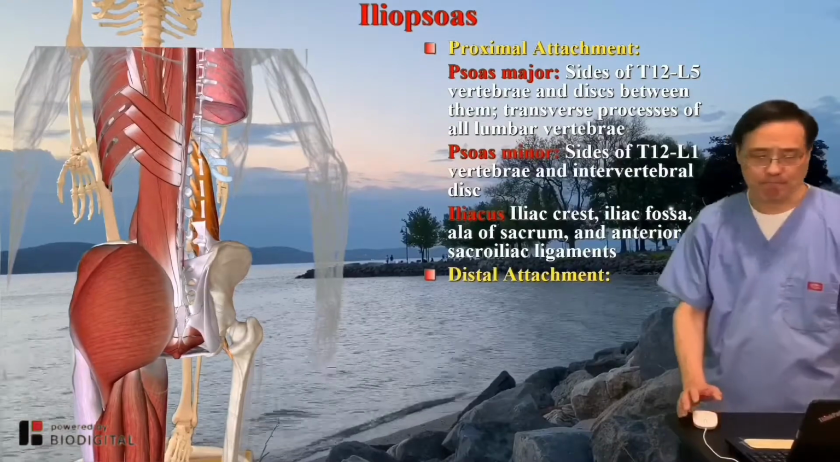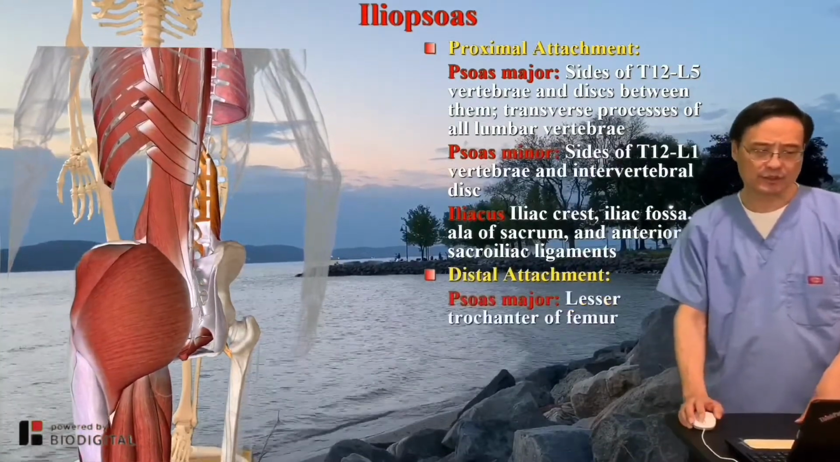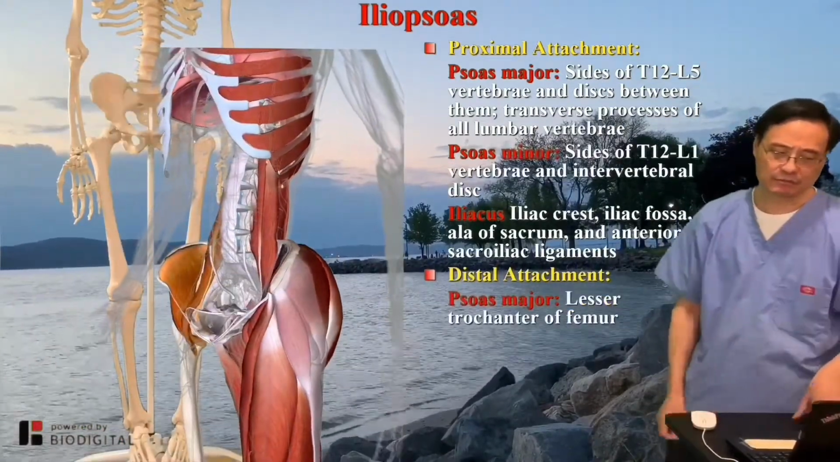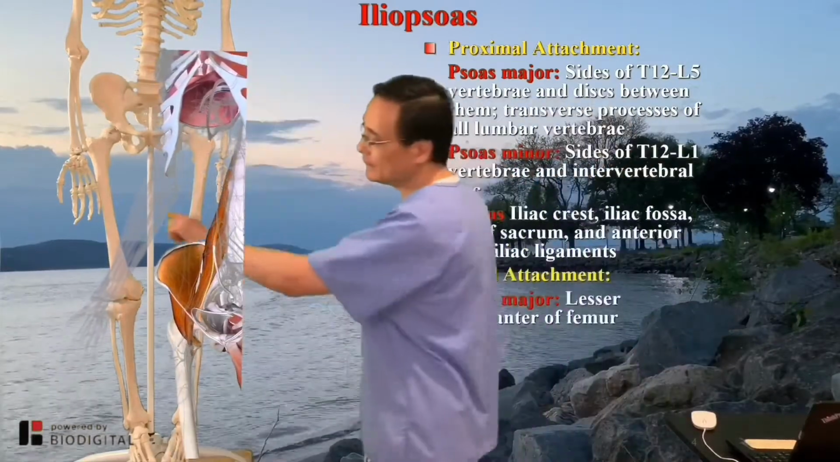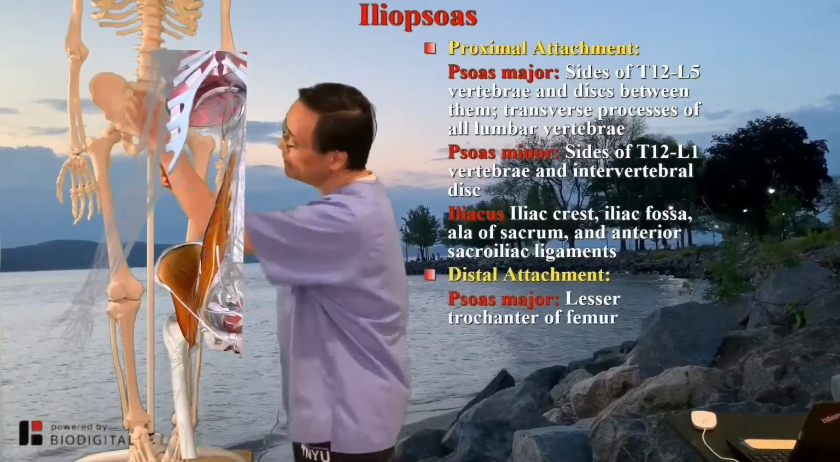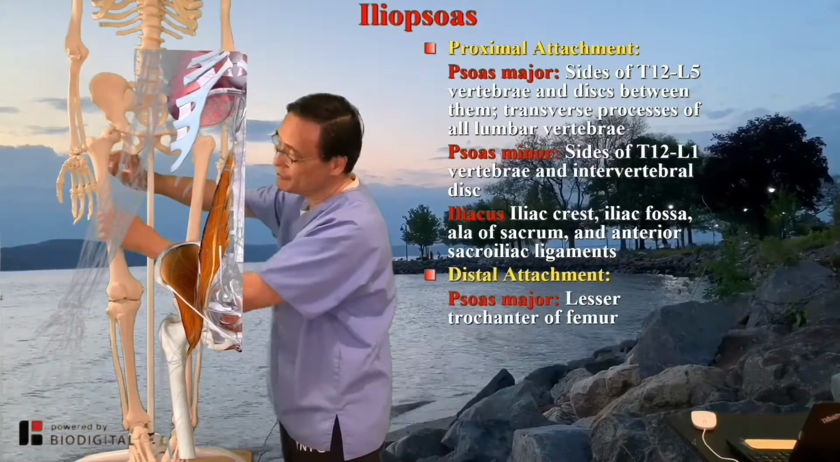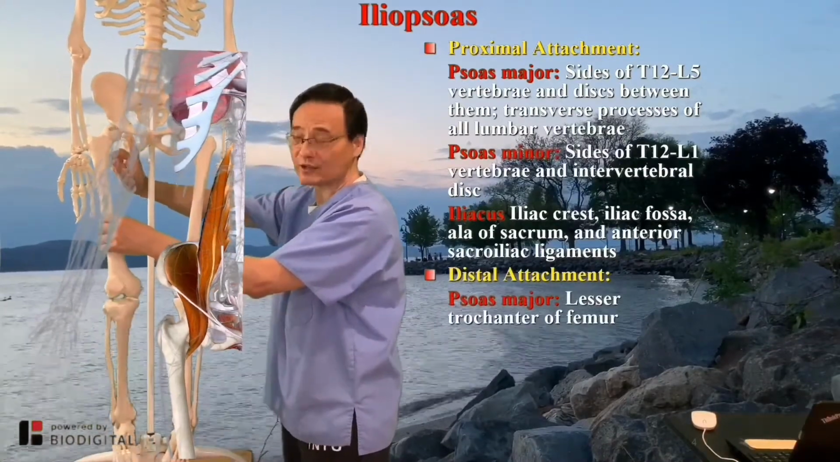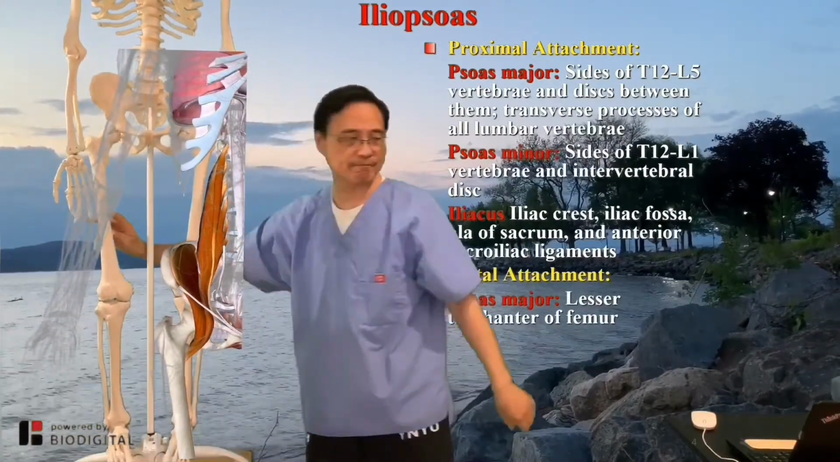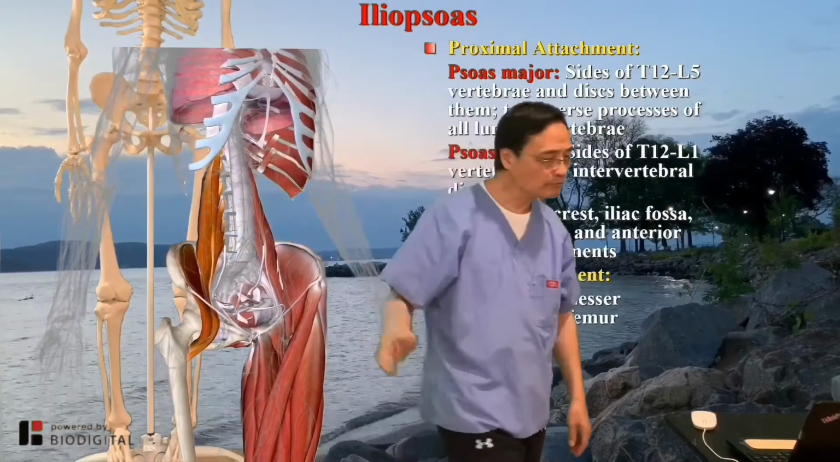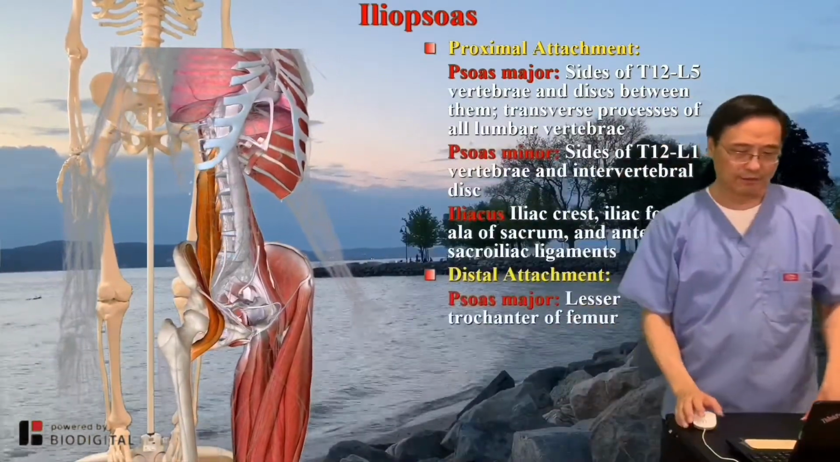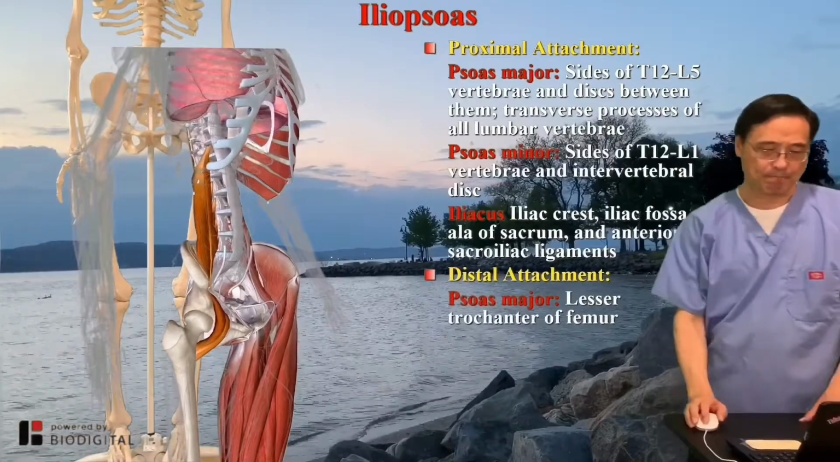Distal attachment. Well, psoas major is the lesser trochanter of the femur. Lesser trochanter. Come all the way down, insert here. That's really powerful. Get your hip flex. So, lesser trochanter of the femur.